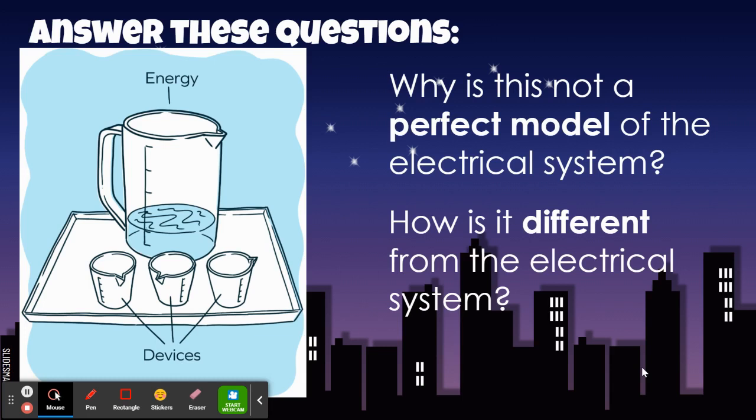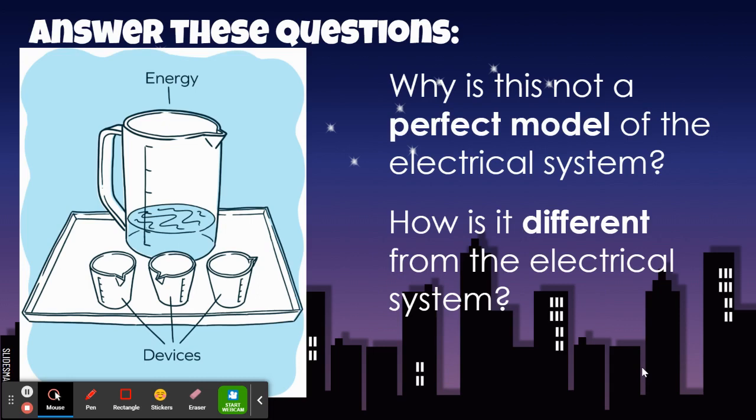Also, if you think of the simple electrical devices or systems that we make with the solar panels and the motors, they're all usually connected by wires. Do you see any wires in our model here? You don't, so that makes it different as well.